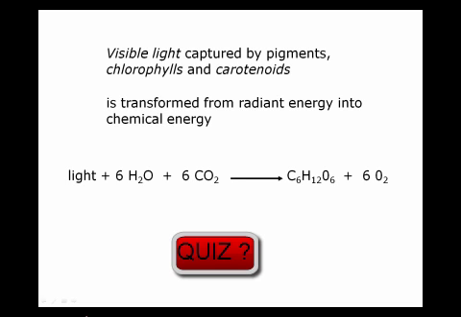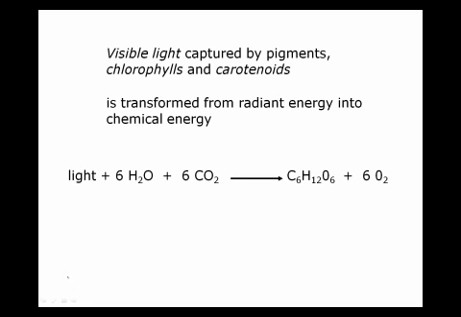The summary equation: light plus 6 molecules of H2O plus 6 molecules of carbon dioxide, and the end product is glucose and oxygen. Another very important thing that occurs as a result of photosynthesis, the oxygen is released as a byproduct. And so organisms that require the oxygen for their own cellular respiration benefit not only from the production of glucose, but also from the release of oxygen.